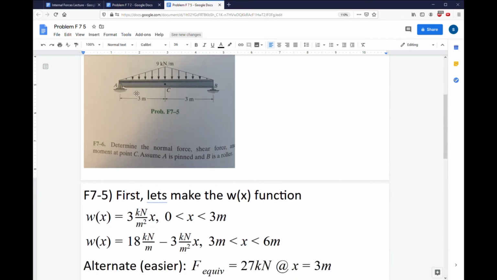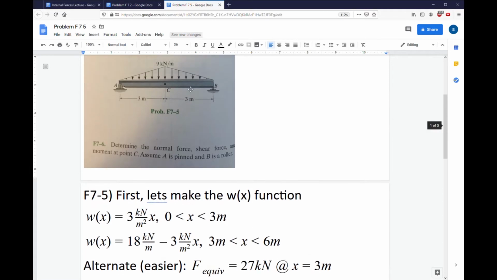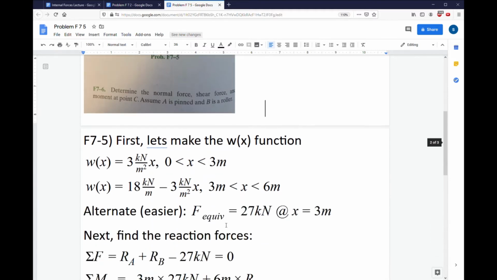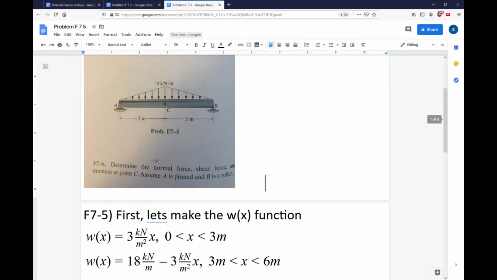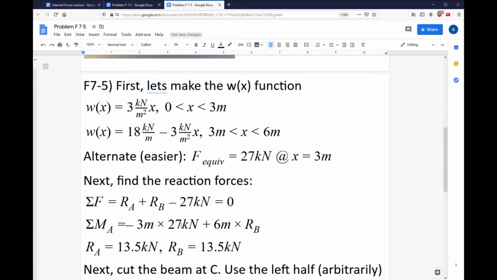So to find the reaction forces, we will use Newton's second law. In the y direction, there is the reaction at A plus the reaction at B minus that 27 kilonewtons of equivalent force equals 0. And for moment, I have selected moment about point A. So the reaction force at A will not create any moment. This distributed force will act as a 27 kilonewton force located here at 3 meters, and it would cause a clockwise rotation about point A, so it's in the negative direction. So negative 3 meters times 27 kilonewtons.